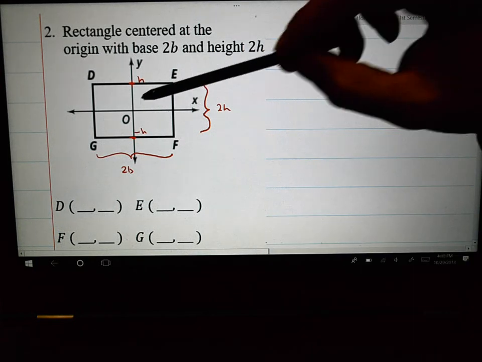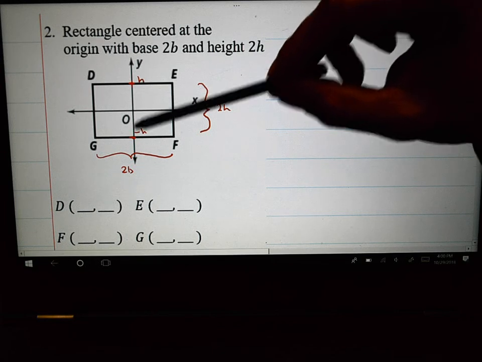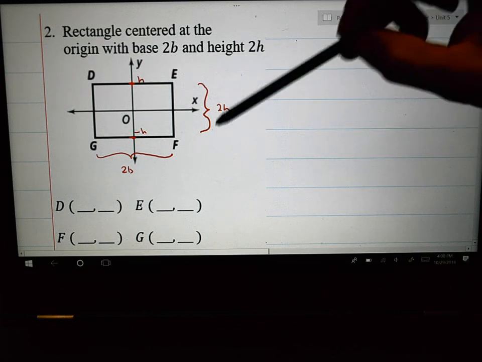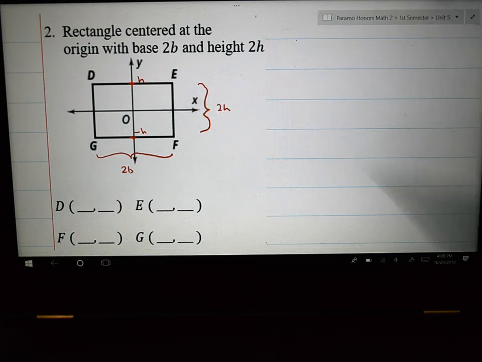Think of it like if there were numbers here. I'd be going up so many, and I'd be going down so many, and together it's a total distance of this 2h. Don't get confused by that negative.